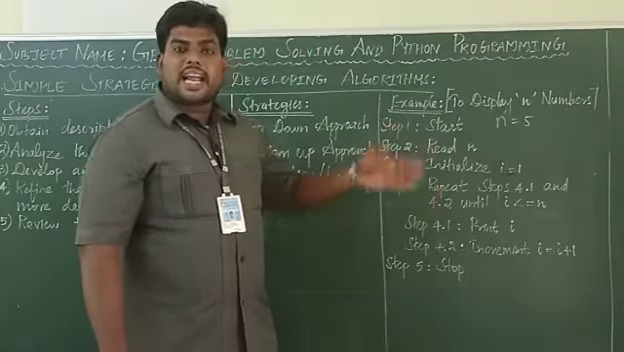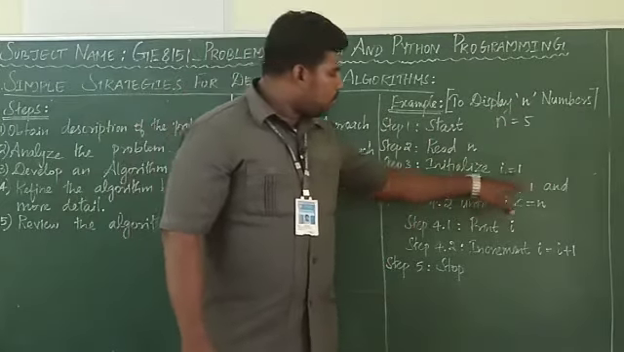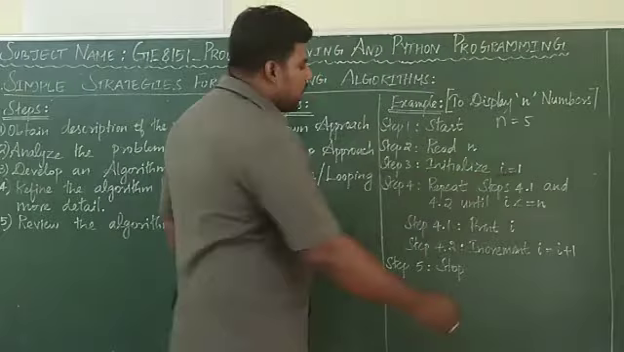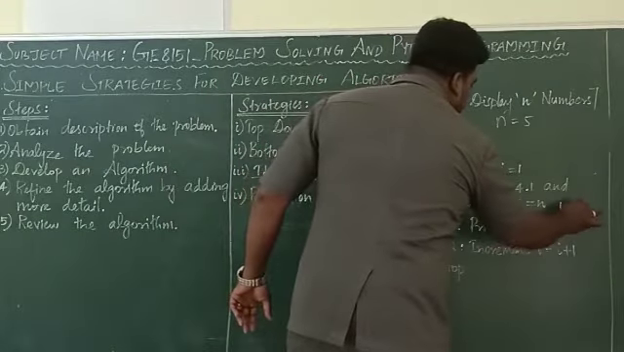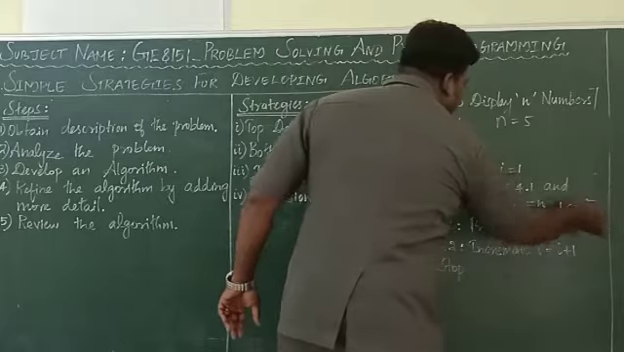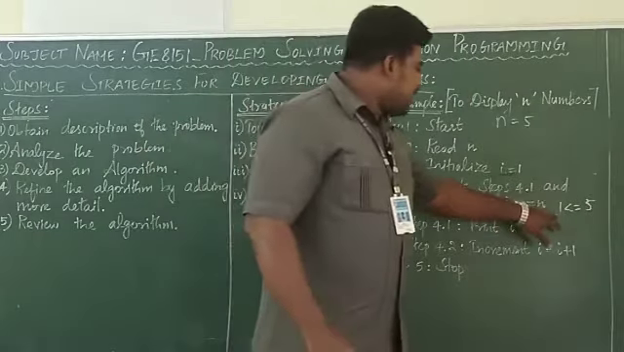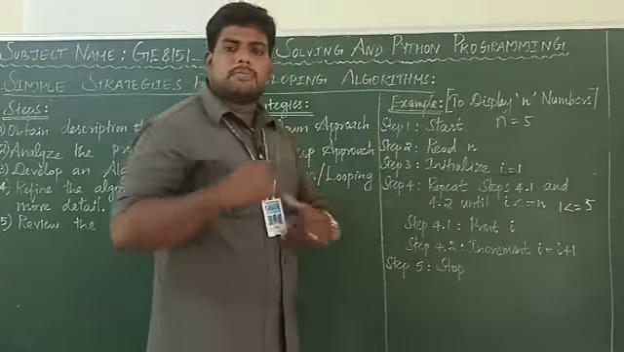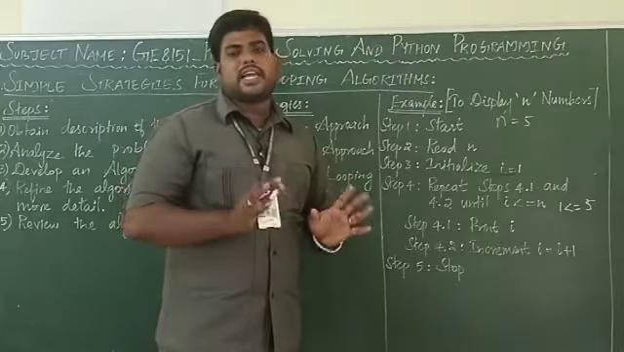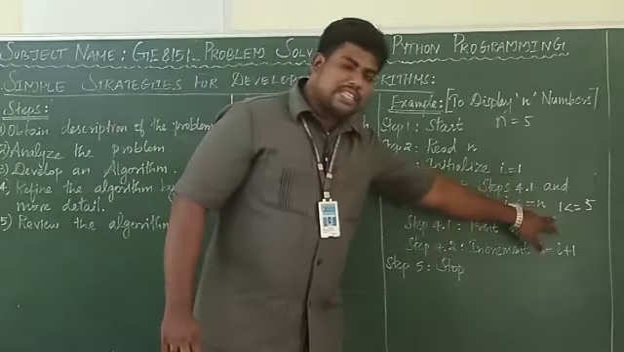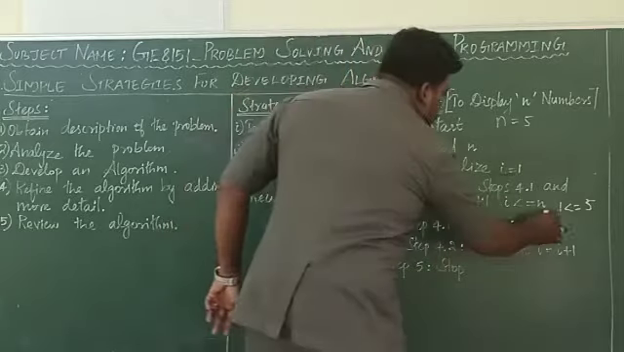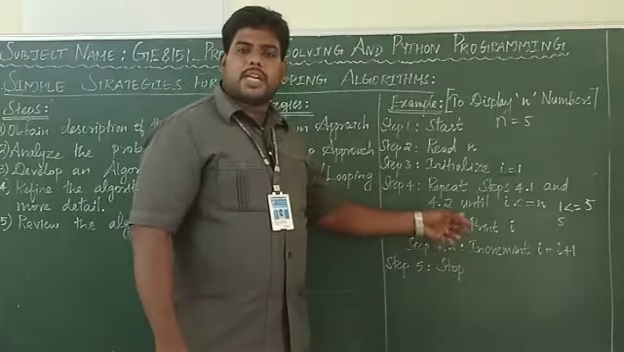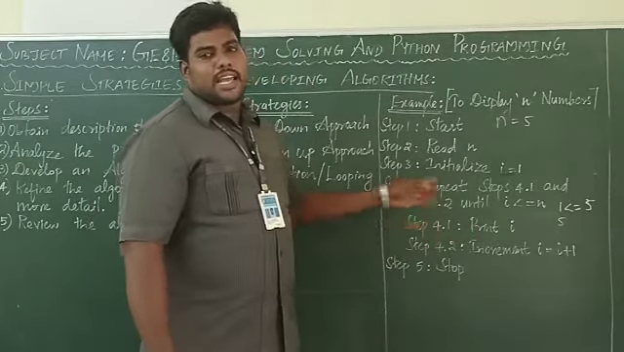Then I want to check the condition. See here, repeat steps 4.1 and 4.2 until I is less than or equal to n. What's the value of I here? 1. Less than or equal to what's the value of n? 5. So, till the I value reaches 5, these steps 4.1 and 4.2 will be executed again and again. That is looping. All of you got it? Till this condition is satisfied, this I value also wants to be 5. Till that, these 2 statements, print I and increment, will be executed again and again.